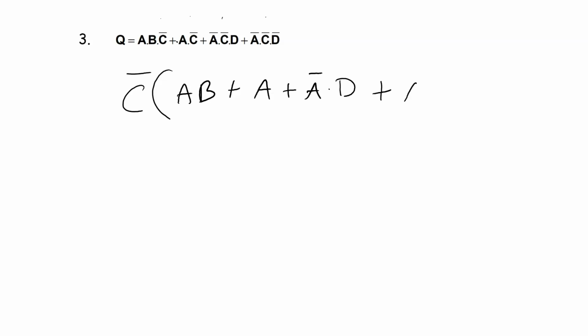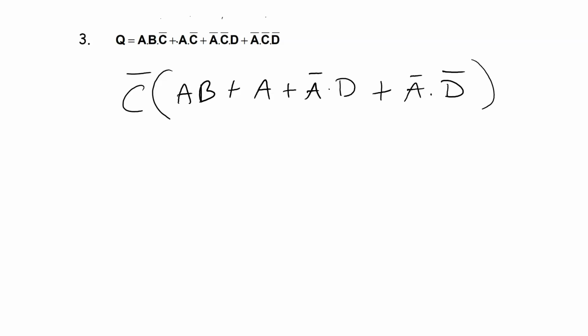Okay, we've got question 3, a little bit bigger. Oh, what have we got? Looks like we've got a not C in every single term, so why don't we take that out? So we've got a not C, and what have we got in the brackets? AB or A or not A, D or not A, not D.